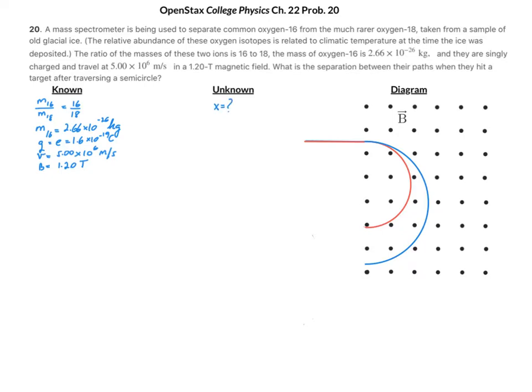So here I already drew a diagram. Here we have one of the oxygens traveling on this semicircular path and the other one traveling on this semicircular path. And the question asks us what this distance is when they have traveled the semicircle. So let's look at one of these. We're starting with velocity v.